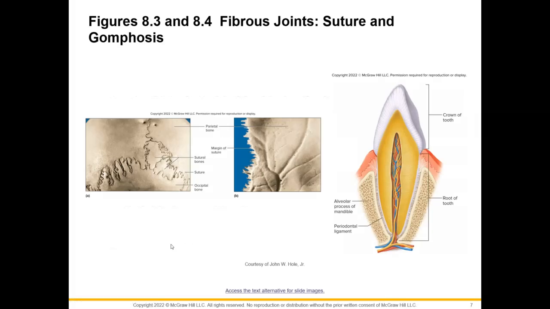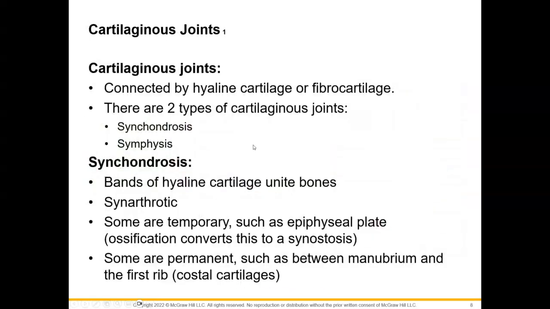Okay, and figures 8.3 and 8.4 here show you the suture. Again, that's a type of fibrous joint. And then the gomphosis, which is where the tooth fits. Now, you'll recall early on in development, the sutures are actually very soft. They're not hardened bone, and this does allow the child's head to easily move through the birth canal. Okay, so that was fibrous.